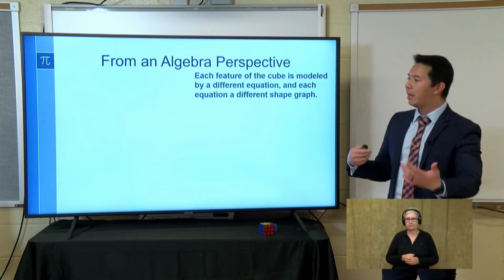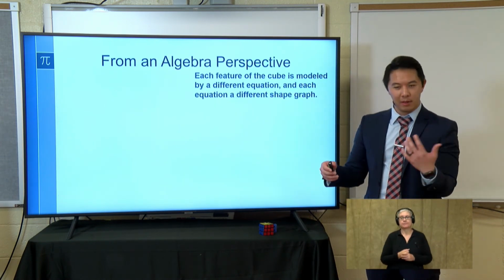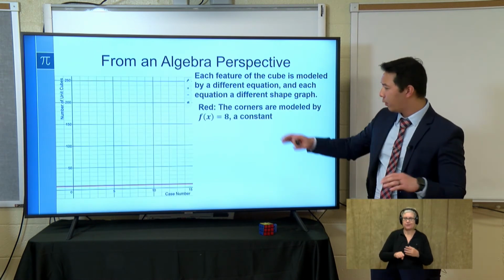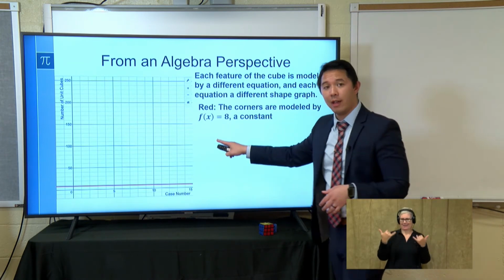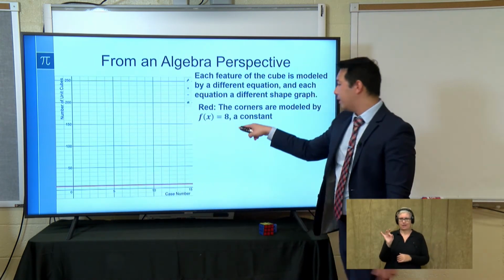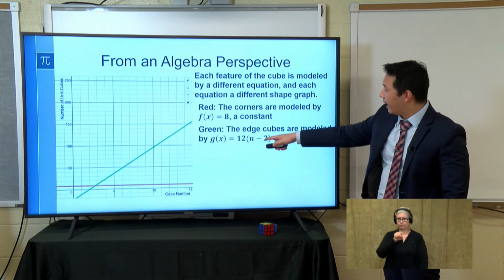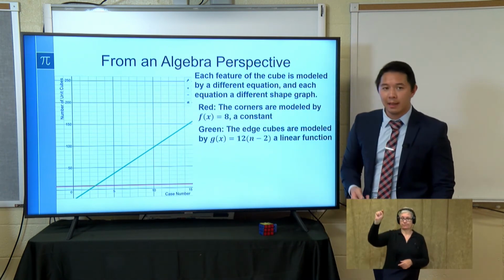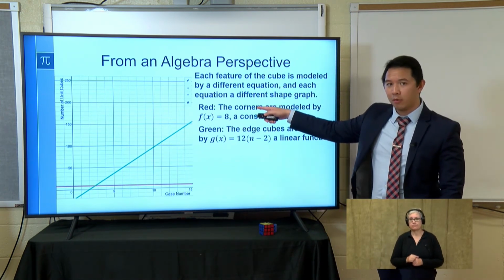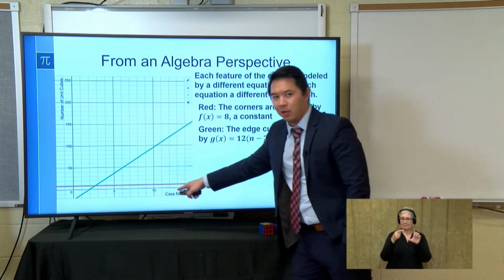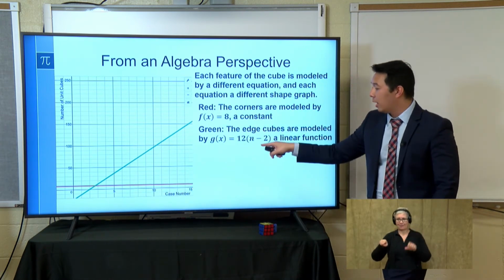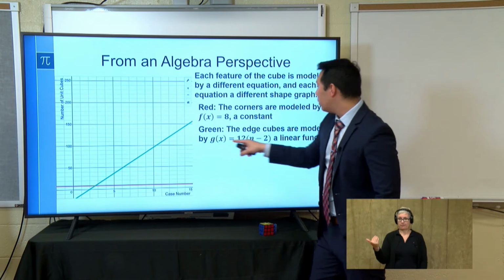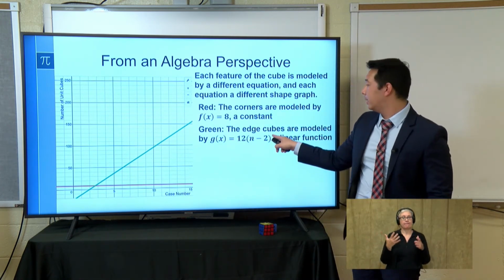Now, from an algebraic perspective, so the stuff that we've talked about throughout your semester so far, we can graph these things. I can graph f of x is equal to 8 and have this constant function. I can graph 12 times n minus 2 and I can graph this linear function, this increasing line. And here I'm modeling the number of corners, and look at how it's staying constant. It doesn't change. It's always going to be 8. Whereas if I change the case number I'm looking at, if I go from 5 to 10 to 15, the number of edge cubes that have 2 faces painted is always going to go up.